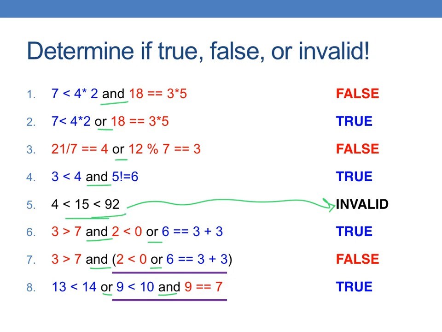Now from here, remembering that in statement 6, the and has to come first before the or. In statement 7, due to those parentheses still coming first, we're actually going to evaluate the or first. And then in number 8, because there are no parentheses, we always evaluate our ands first, so you do ands from left to right, and then ors from left to right.